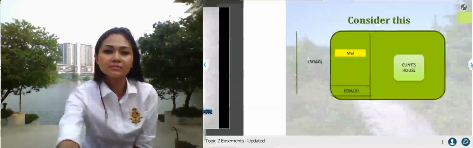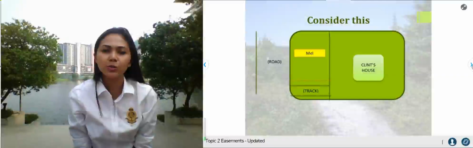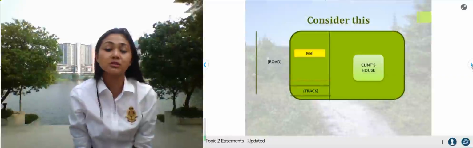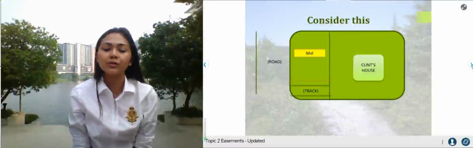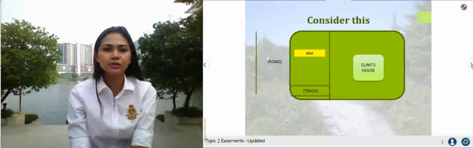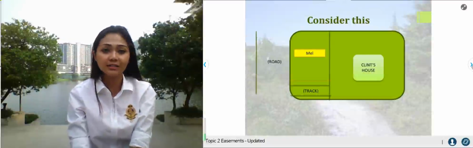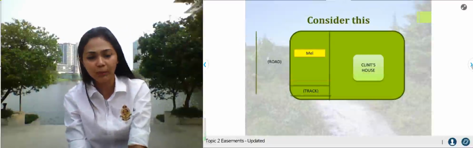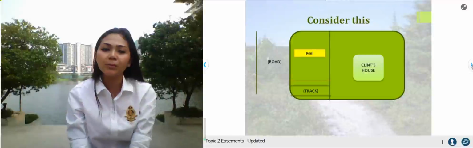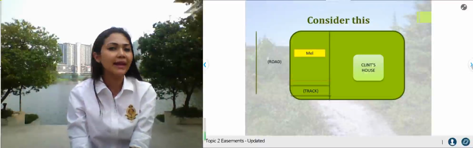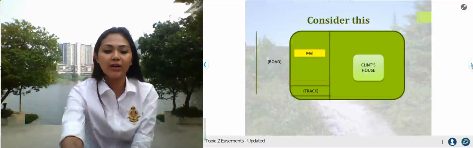Introducing Powtoon. So consider this. You have two plots of land. The one who has direct access to the main road is Mel. But what about Clint? Without the right of way on Mel's house, he has no way to get access to the main road. Or let's say if he does, he has no access to enter into his property without the right of way of Mel's house. In such a case, whereby a property is landlocked, he can claim that he has an easement by way of necessity, because it is necessary for him to have that easement.